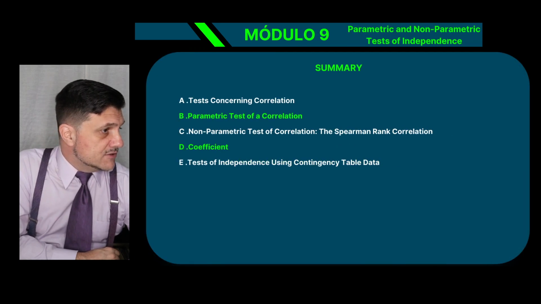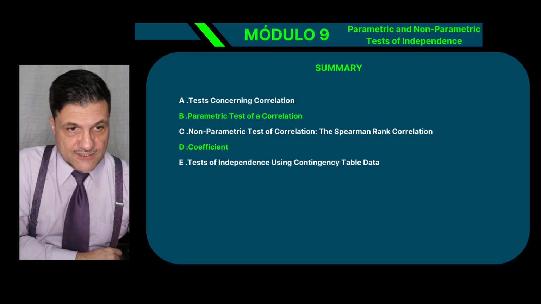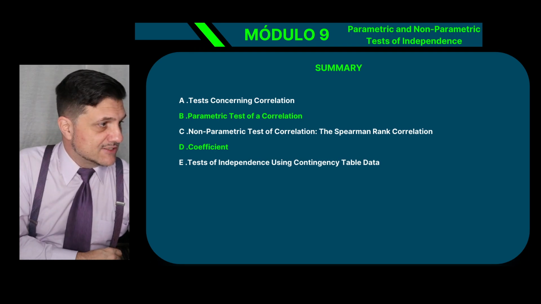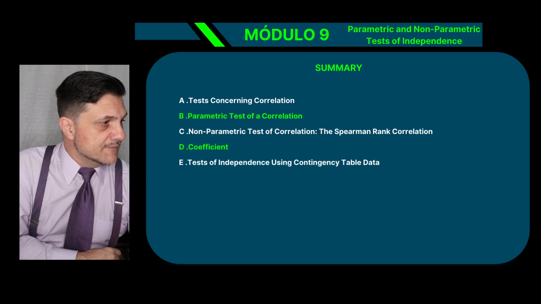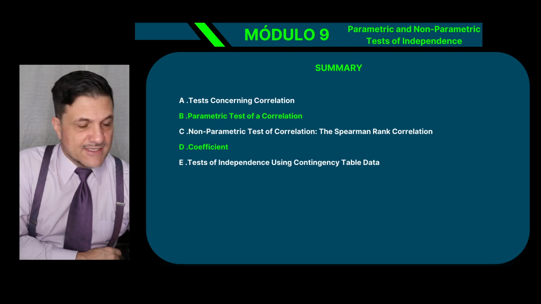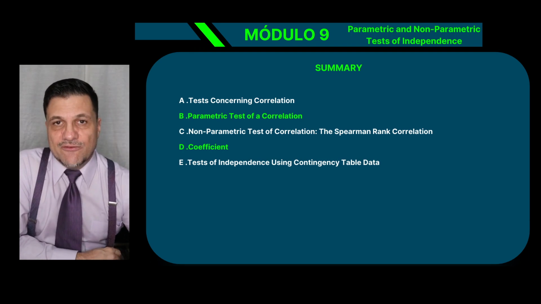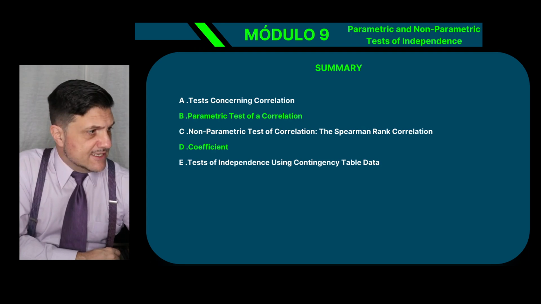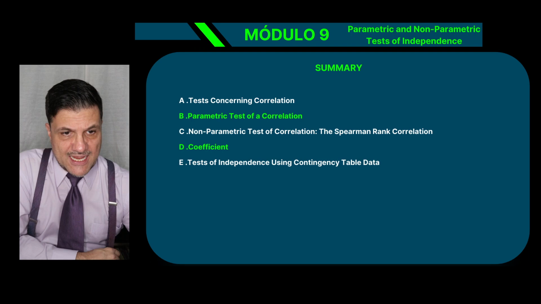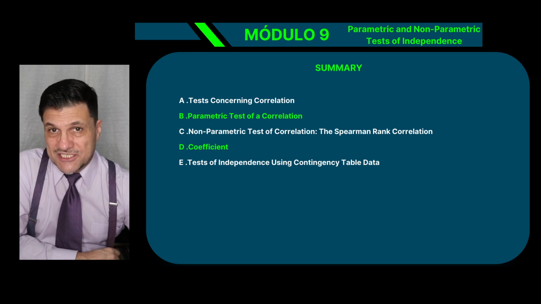So: test concerning correlation, parametric test of correlation, non-parametric test of correlation, or the Spearman rank coefficient of correlation, and the test of independence using the table. Those are the 4 key points that we have there. Here you see 5, but unfortunately there's a typo again on the word coefficient. It should be part of learning outcome C. So in reality you have 4 learning outcomes here: test, correlation, parametric, non-parametric, and the contingency tables.